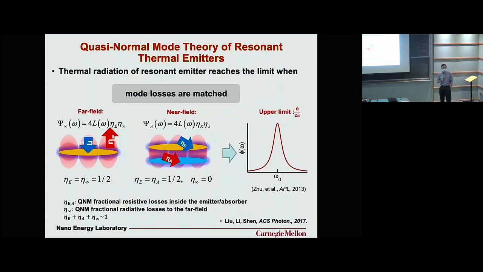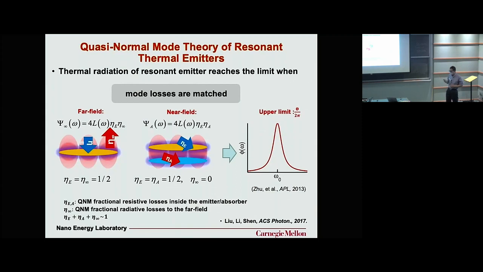Generally speaking, we can use this one to predict the near field and far field thermal radiation. But more importantly, from these two equations, we can also know if we want to maximize or optimize a structure to achieve the maximum thermal radiation, we have to match these mode losses here. For example, for the far field thermal radiation, we have these two parameters.